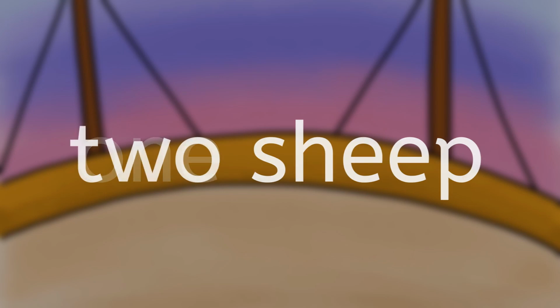There are words where the spelling doesn't change at all when it's a plural. One sheep, two sheep. There are many sheep in the field. One fish, two fish. The pond was full of fish.